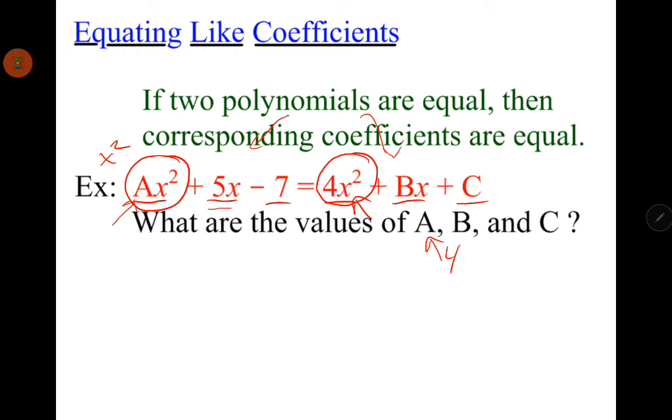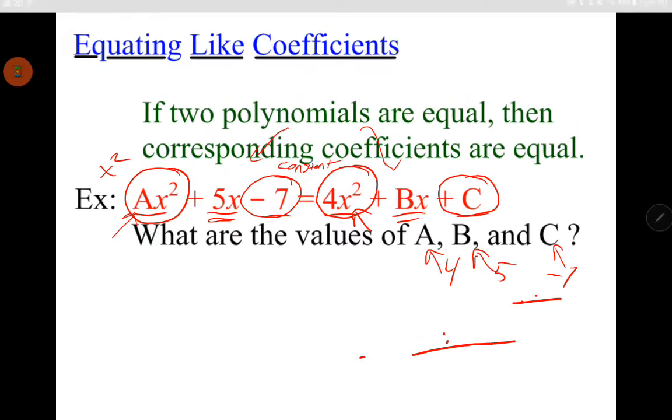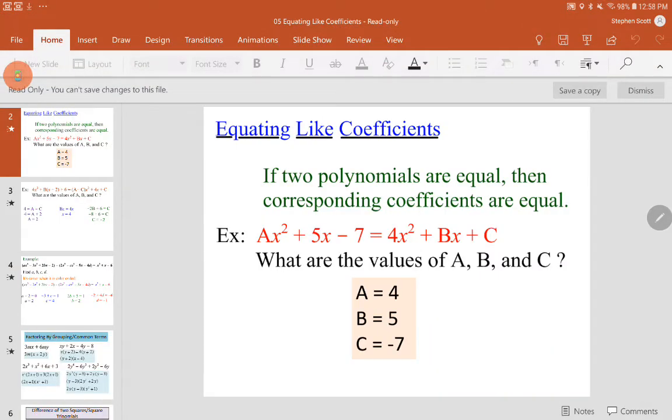And the same question pertains here. What about the term with the x? 5x has to be the same as bx, so therefore b has to be 5. And finally, notice this minus 7, or negative 7. There's no other term associated with that. It's all by itself, and so that's our constant term. So our constant term in this case is going to be equal to the other constant term, which is c. So therefore, c is negative 7. So that right there will reveal our answer: a is 4, b is 5, and c is negative 7.